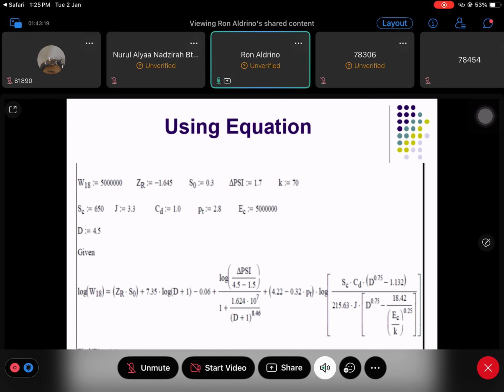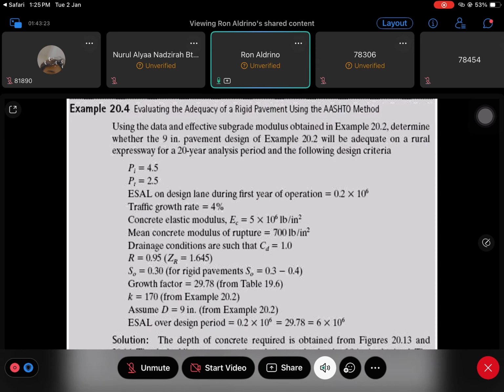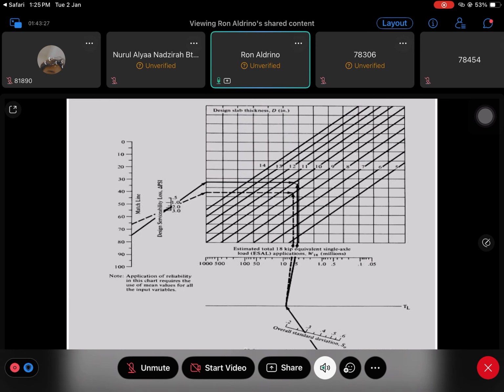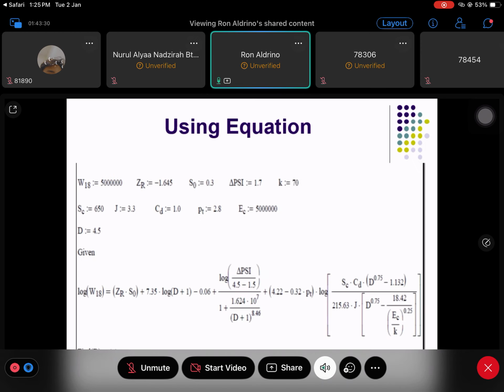Okay. For your PBL also, you should check with your nomograph. You should use your nomograph as well as the equation, in order for you to check whether you plot your nomograph correctly, ataupun your equation, maybe some of the values that you insert in your equation is incorrect. Okay, so this is how you do the checking, and this is how you determine based on assumption what is your thickness for your rigid pavement.